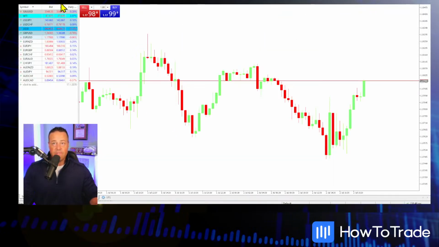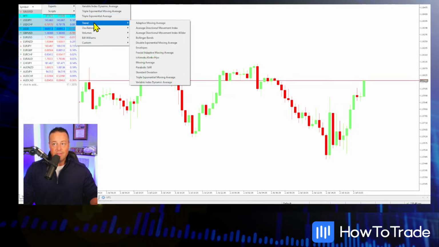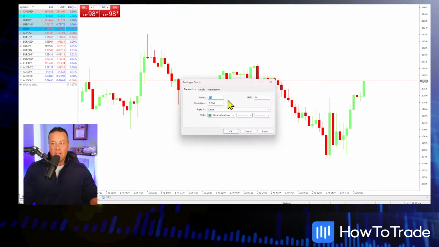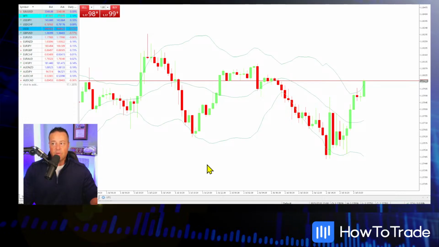Relatively straightforward, guys. You go right up here to insert. You're going to go to indicators. You're going to go to trend. Okay, that's where our moving averages are typically. The Bollinger Bands sort of are a function of a moving average. You're going to go ahead and click on them. You've got a periodicity of 20, deviations of 2, a standard deviation of 2. Apply to the bar close, and there you go. Let's go ahead and put it on and see what we've got. So there's your Bollinger Bands.